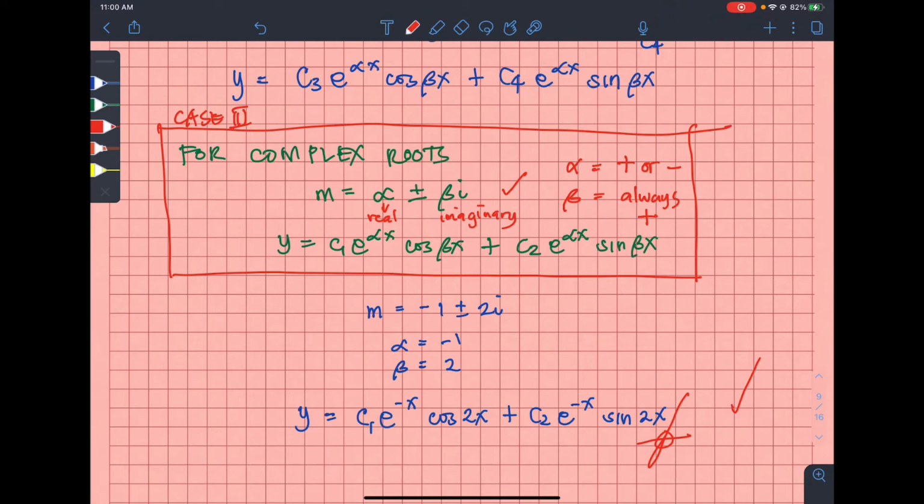C1, e raised to alpha, which is negative 1, that is negative x, cosine beta, beta is 2, cosine 2x. Then plus C sub 2, e raised to negative x, sine 2x. So in complex roots, the roots are always in pair. Okay? So that is why if you have cosine, definitely there will be a corresponding sine. So the first root is the cosine, the second root would be the sine. So those are the three cases that we have for homogeneous differential equation.